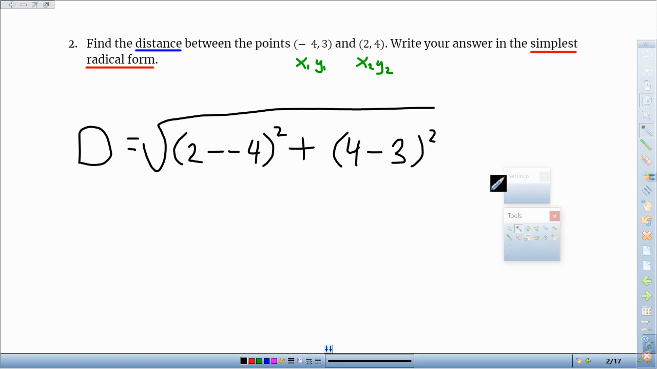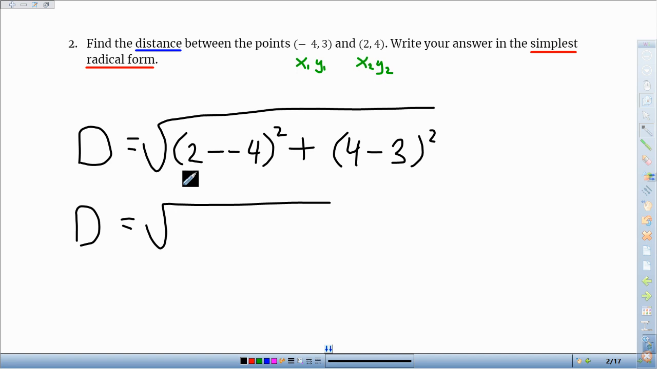You guys remember when we did these in the past, look out for the double negative. It happens sometimes, but remember there's always that built-in minus sign. Sometimes it's followed by a negative number, and sometimes it's not. So from here we can just do a little bit of math. I like to do both steps in one. So we know that 2 plus 4 is 6, and 6 squared gives me a 36. Over here, 4 minus 3 is 1, and 1 squared, 1 times 1, is 1. And we're getting distance equals the square root of 37.